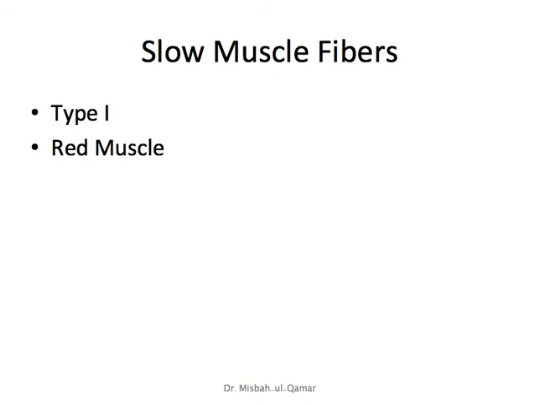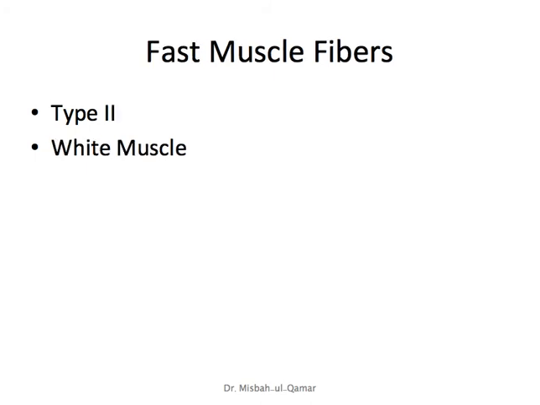Well, next are the fast fibers. These fast muscle fibers are also called type 2 fibers or the white muscle fibers. These muscles have large fibers for great strength of contraction, and they have an extensive sarcoplasmic reticulum for the rapid release of calcium ions, and they also have large amounts of glycolytic enzymes for the rapid release of energy.